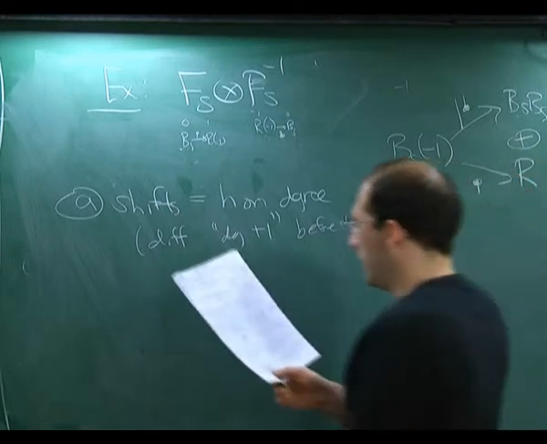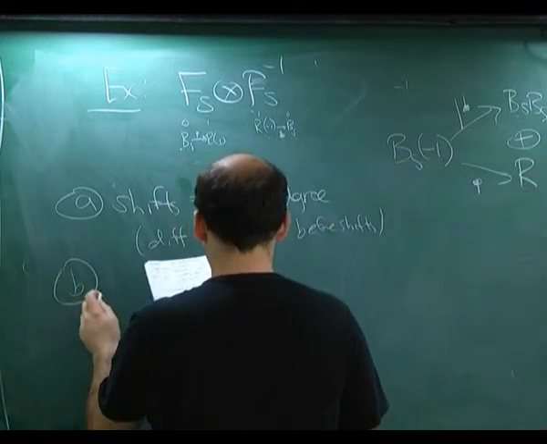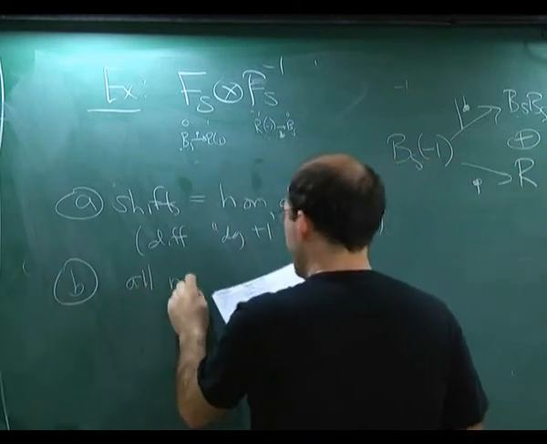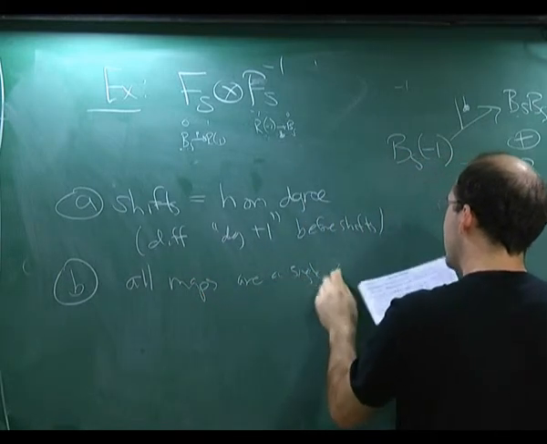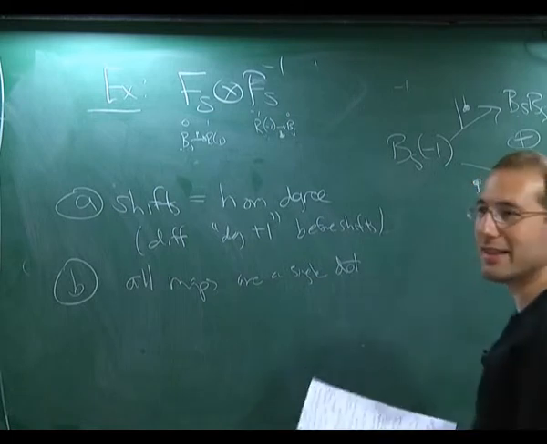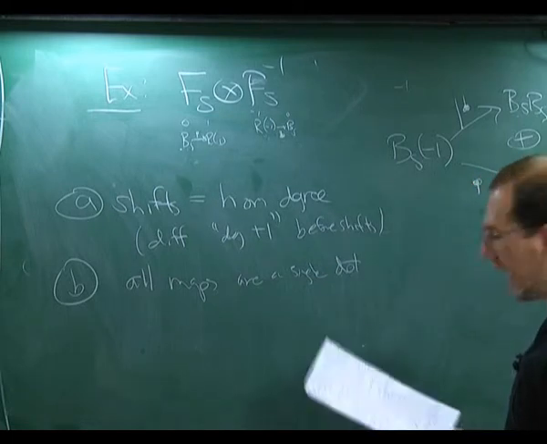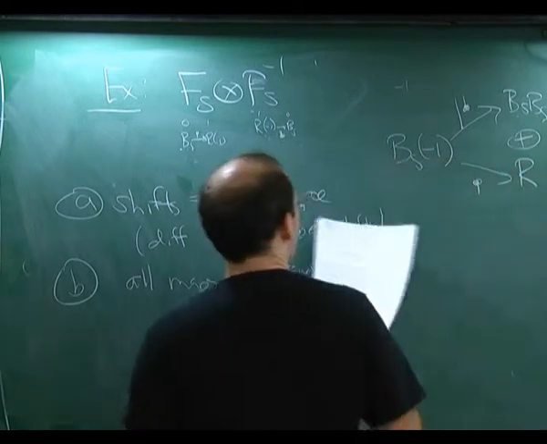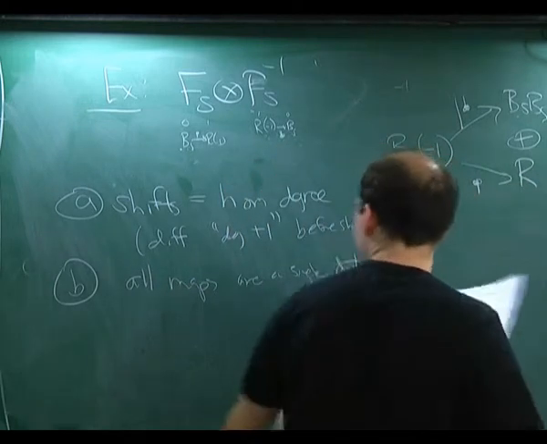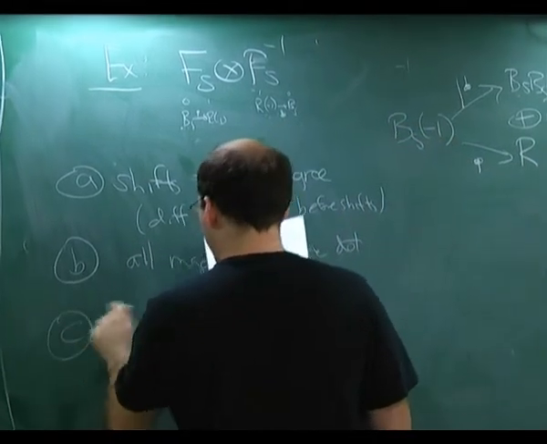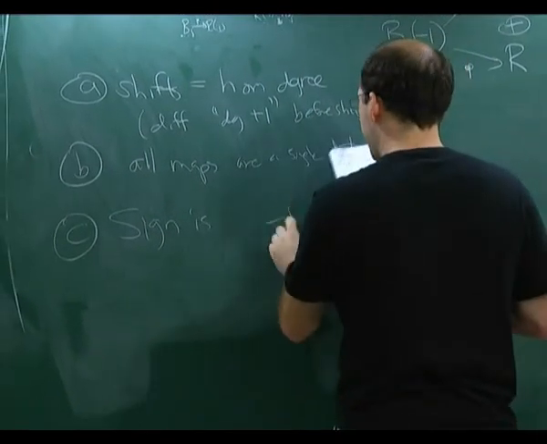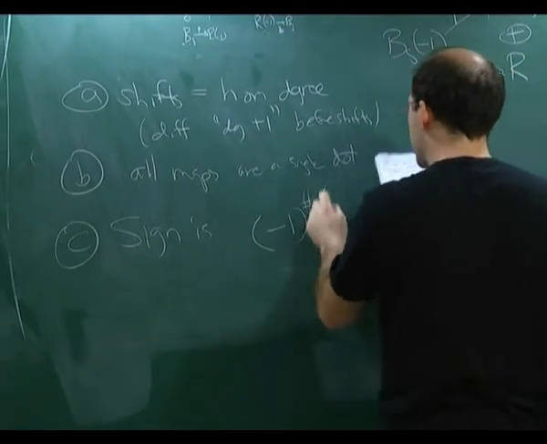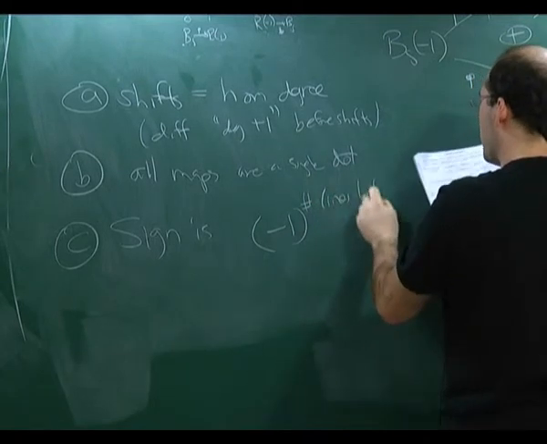The second statement is that all maps are a single dot next to some identities. Or at least all individual arrows. And the third statement is that the sign is -1 to the number of lines before the dot.